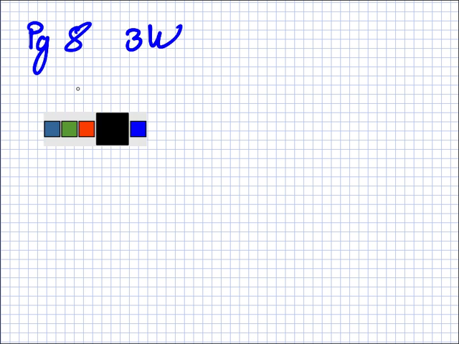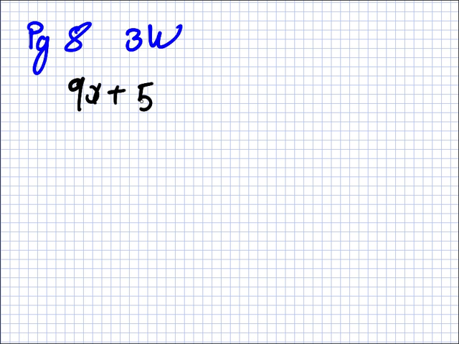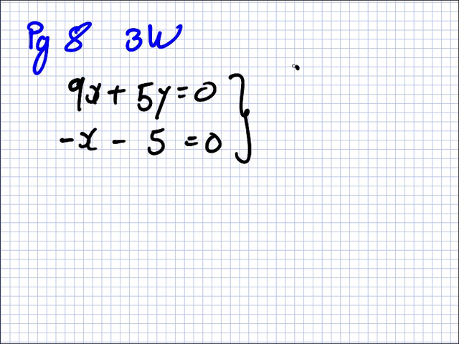Okay. Right. So we're having a look at some questions that people have trouble with. We're going to start with page 8, 3W. So we had 9x plus 5y equals 0 and minus x minus 5 equals 0. Okay? So what I'll do is change that into 9x plus 5y equals 0 and minus x equals 5.